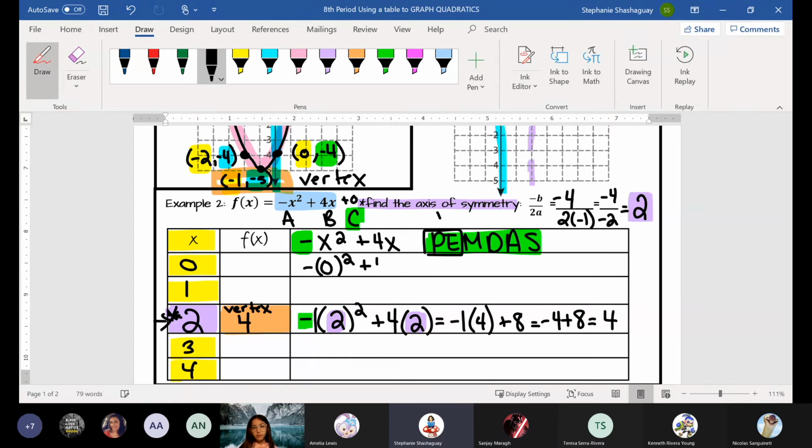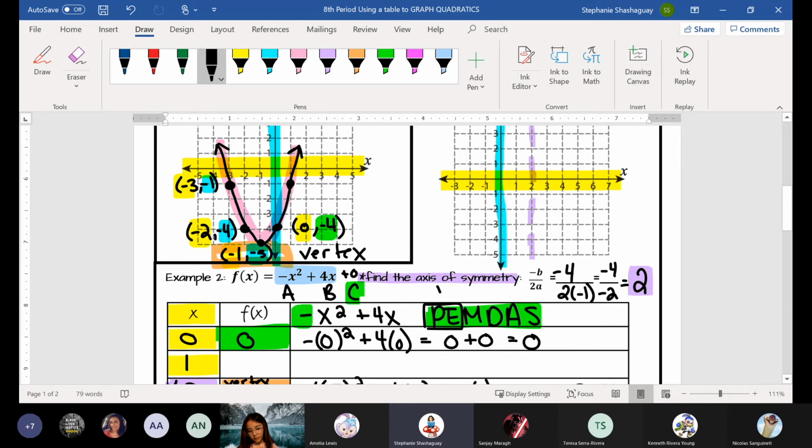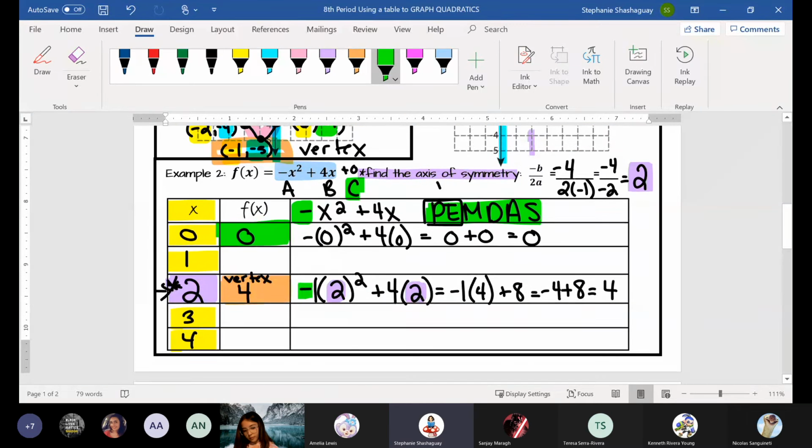All right, so if we plug in 0 for our x, what are we really finding? The y-intercept. Thank you. So this here is going to be my y-intercept, which is why I highlighted it a different color. So negative 0 squared is just going to be 0 plus 4 times 0 is going to be plus 0. So of course it's equal to 0. So the y-intercept is going to be passing through 0, 0, which is the origin. That one was easy.